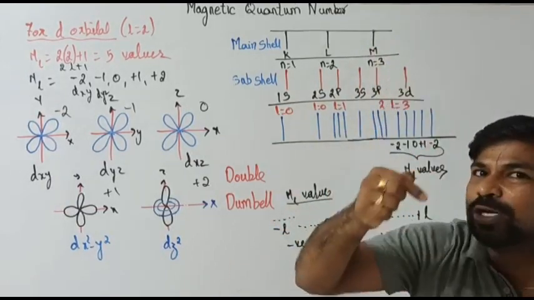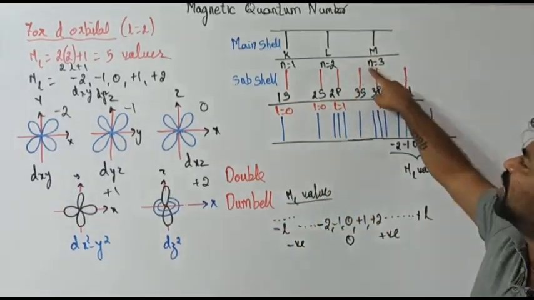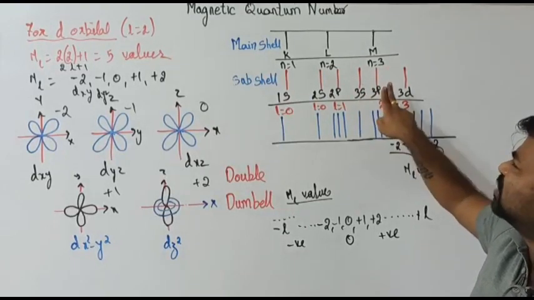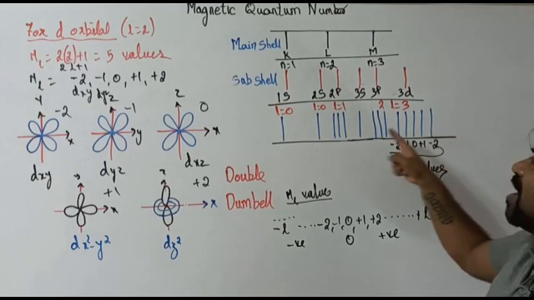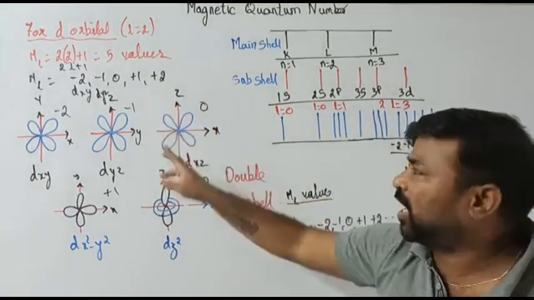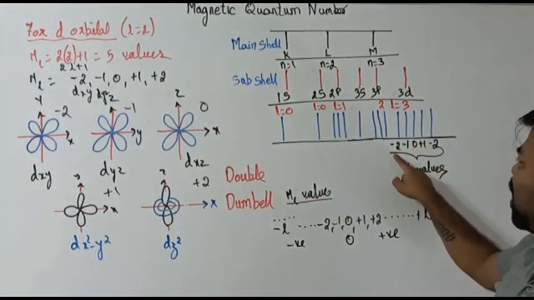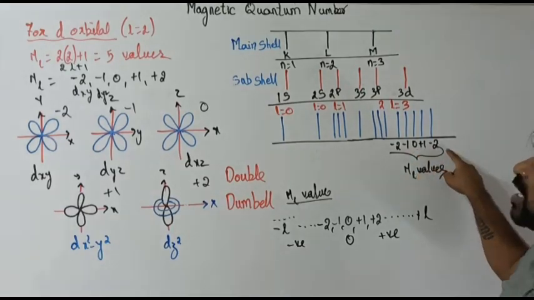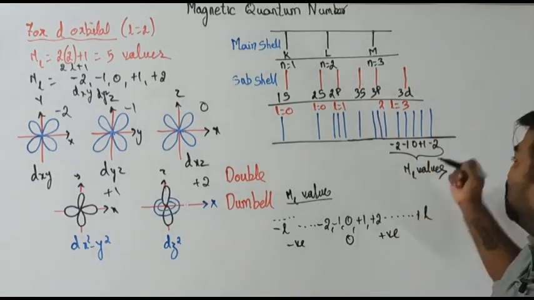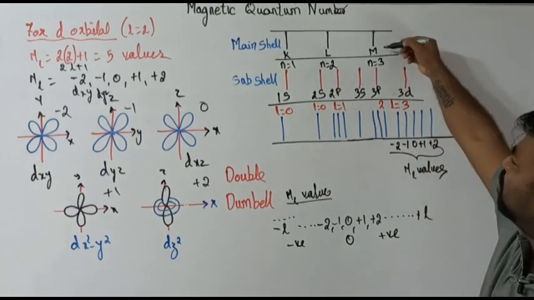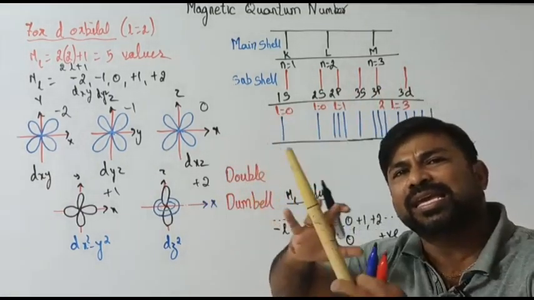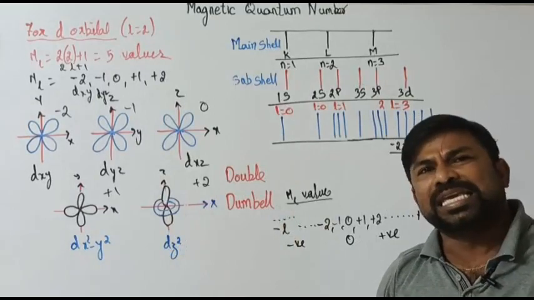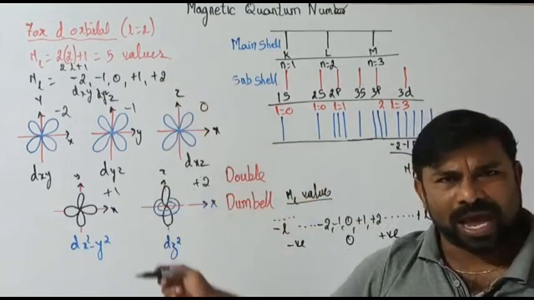Now the D orbital starts from the third orbit, where n is equal to 3: 3s, 3p, 3d. It is starting from here. Now it is having 5 values, which we have mentioned there: -2, -1, 0, +1 and +2, we are taking from the 3D orbitals. It goes on for 4D, 5D and so on. For all the D orbitals, we will be having 5 ml values.